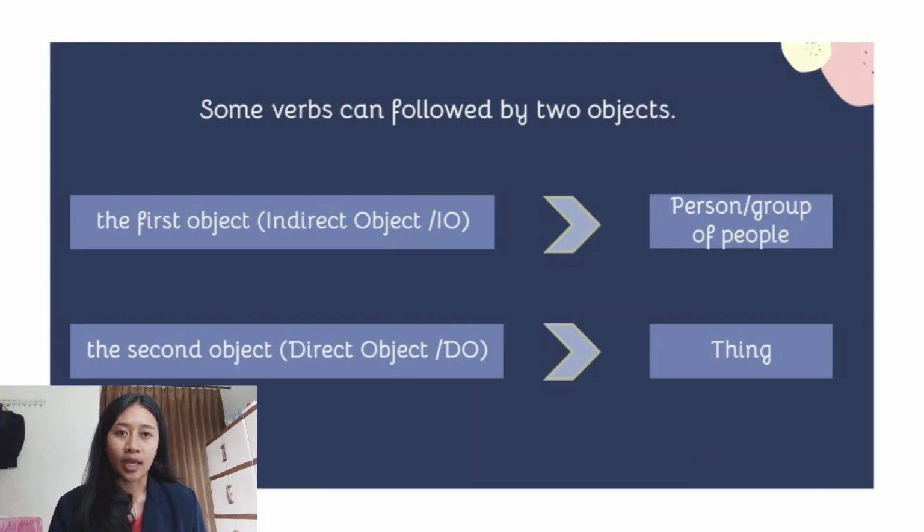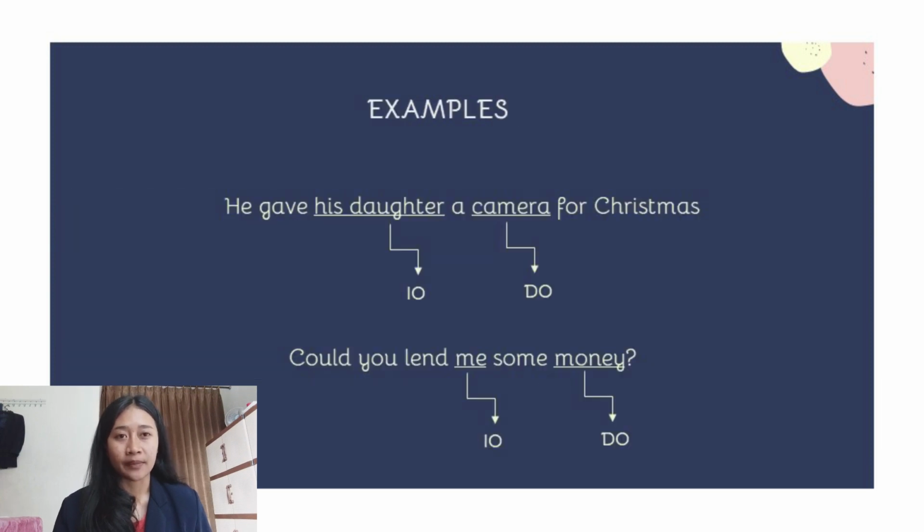It is important for you to know that some verbs can be followed by two objects. The first object, which we call the indirect object, refers to a person or a group of people, and the second object, or the direct object, refers to a thing. For example, as you can see on the slide, the first example is: he gave his daughter a camera for Christmas. We can see that there are two objects here. The first one is his daughter and the second one is camera. His daughter is the indirect object or the first object, and the camera is the direct object or the second object.